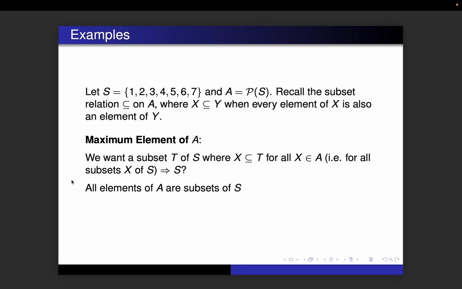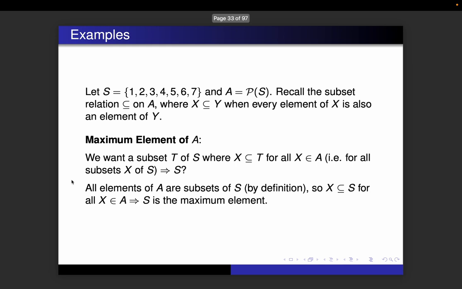Well, let's see, if we take any element of A, those are going to be subsets of S by definition, right? A is the power set of S, so it contains all subsets of S. But by saying they're all subsets of S, that says that S outranks every element of A. So X is a subset of S for all X in A, and that tells us that S is the maximum element.